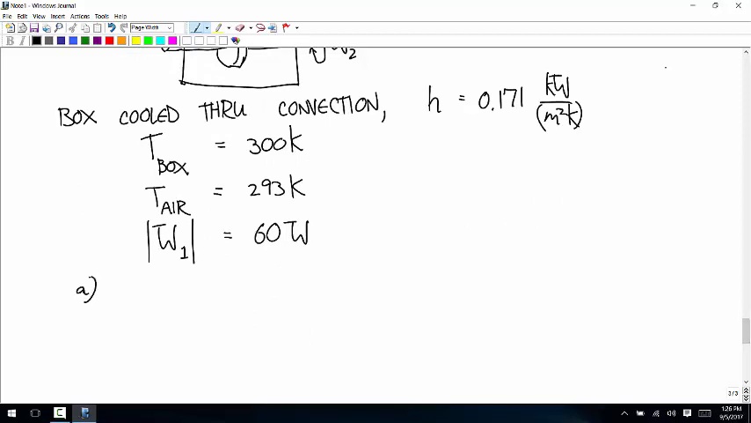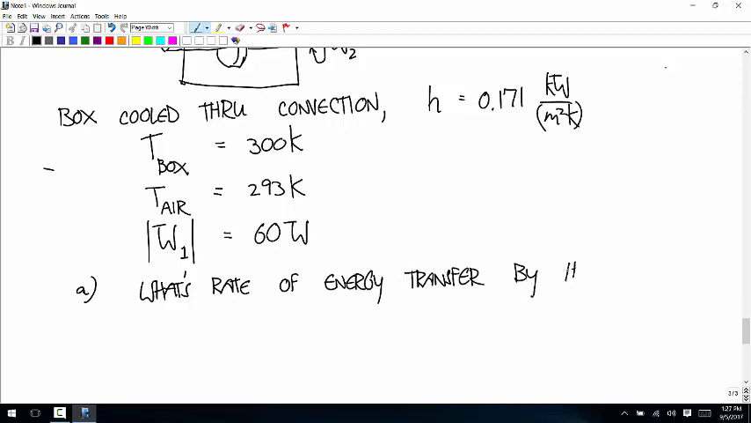And we want to know first, what's the rate of energy transfer by heat? And second, what's the power delivered through the output shaft?